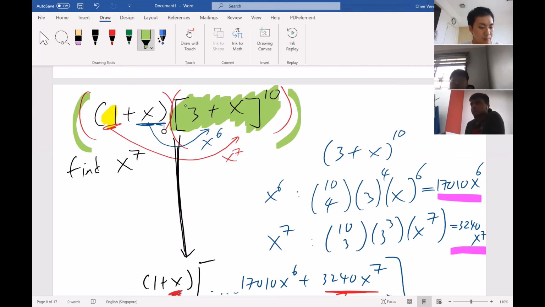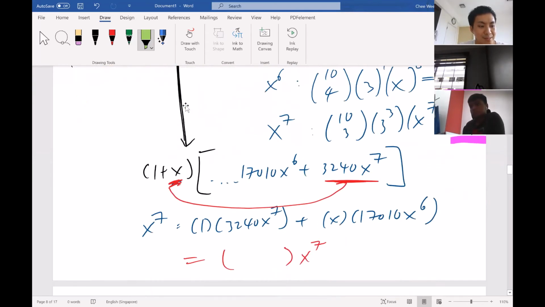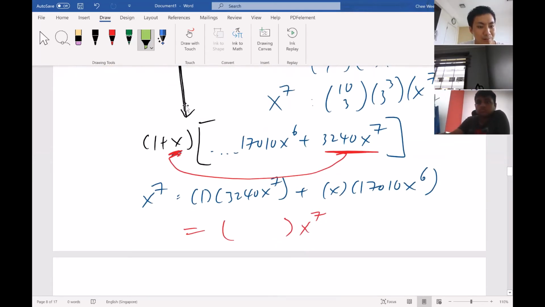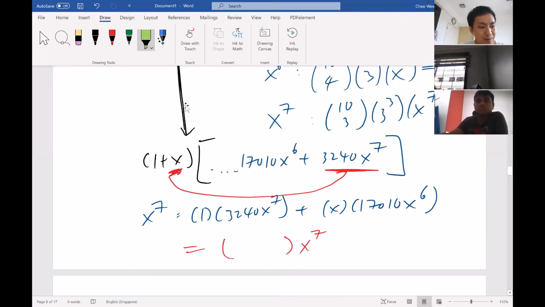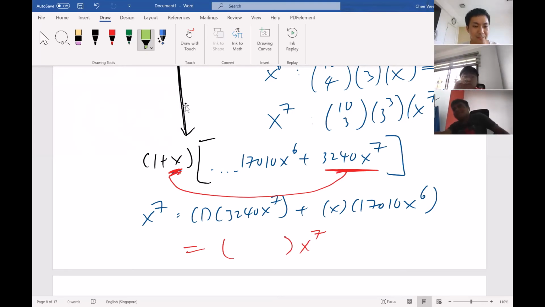Okay, Calvin, okay with this? Is this any way different from what I taught you? I mean, what your teachers taught you? My teacher didn't go through it this way. The way she did was she just expanded the whole thing, until she got to x to the power of 7.